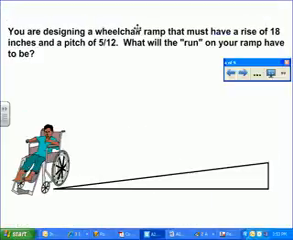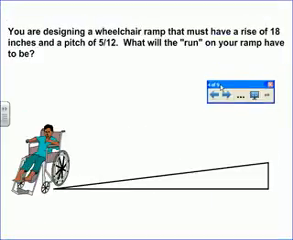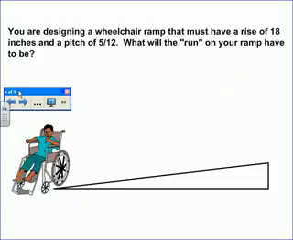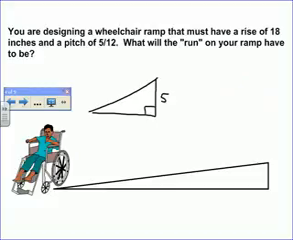Okay, let's take a look at our next problem. We need a wheelchair ramp with a pitch of 5 in 12. It's got to have a rise of 18 inches. A 5 in 12 pitch is kind of like the gradient on that road. We want a rise of 5 and a run of 12, in other words, whatever we build has to be in that ratio, that rate of change. So if we want our ramp to have a rise of 18 inches, we want to figure out what our run is going to be.